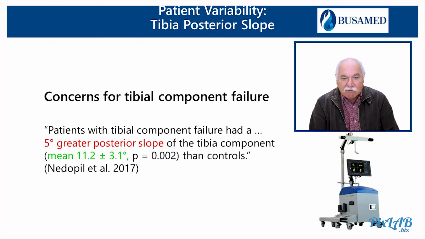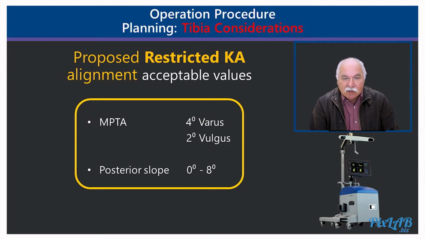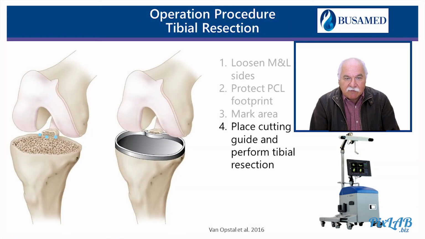And again, interesting, if we look at the mean posterior slope of the series, it was 11.2 degrees, plus minus 3, which in our minds is too much. However, the posterior slopes that failed were the ones where the posterior slope was 5 degrees in excess or greater than the controls. So I proposed a restricted kinematic alignment. Acceptable values on the tibia side would be MPTA 4 degrees varus to 2 valgus and the posterior slope 0 to 8 degrees. We then go forth with our tibial resection.